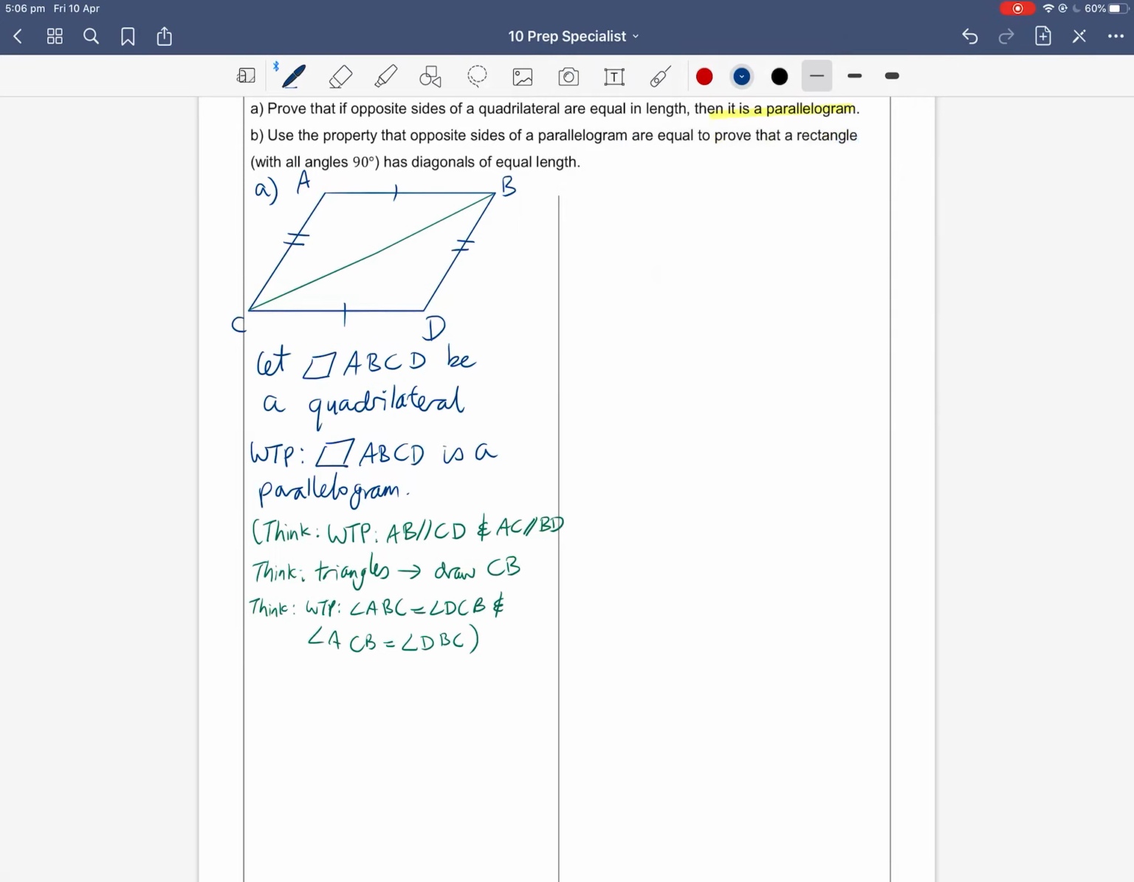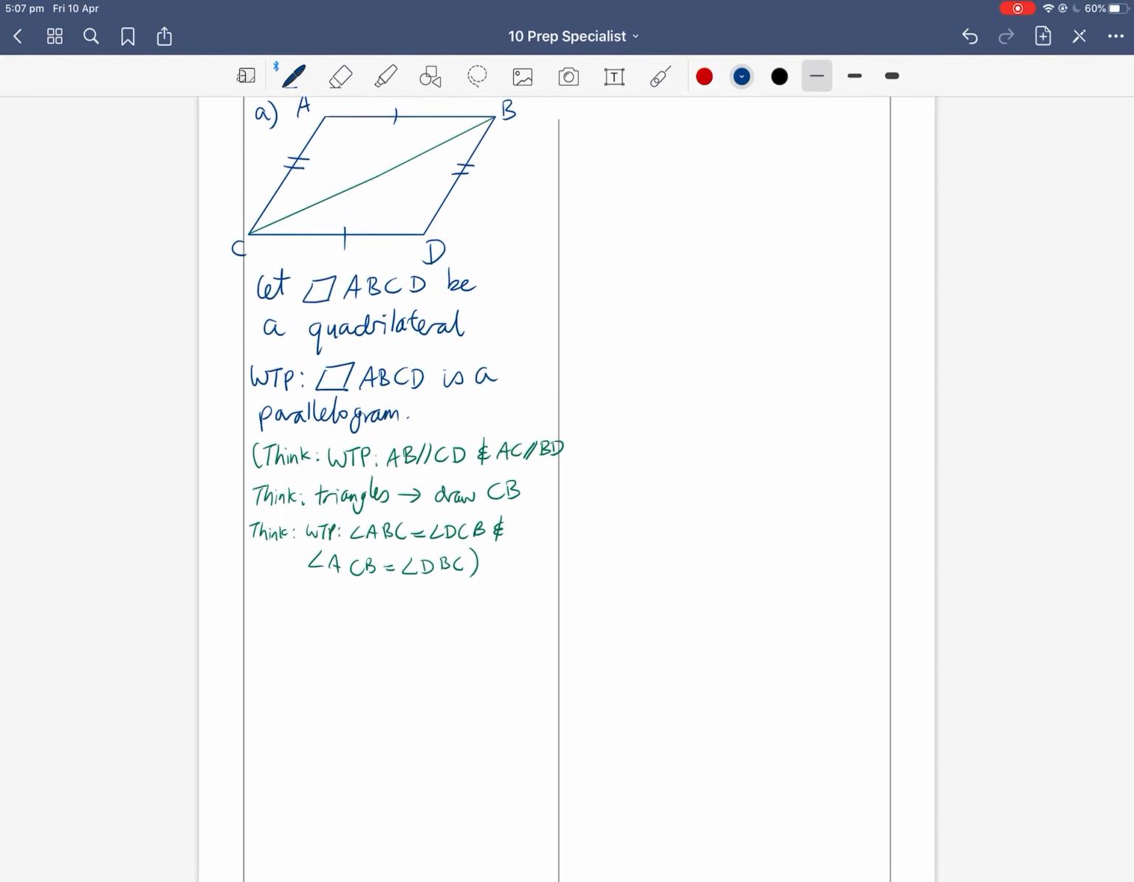So that's our plan of attack. So we're going to prove congruent triangles. Once we prove congruent triangles, then we can prove that angle sizes are the same because of congruence. Because angle sizes are the same, we can then apply the alternate angle rule and prove that sides are parallel. And once sides are parallel, we get a parallelogram.